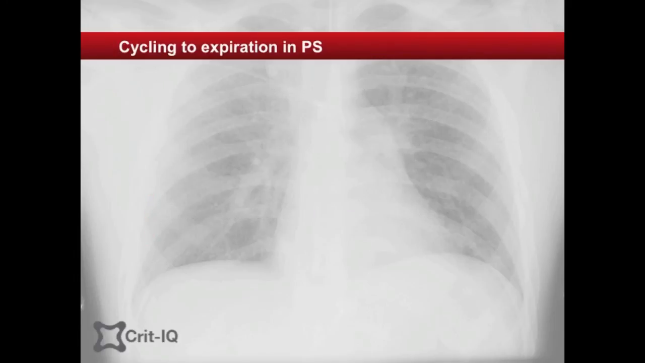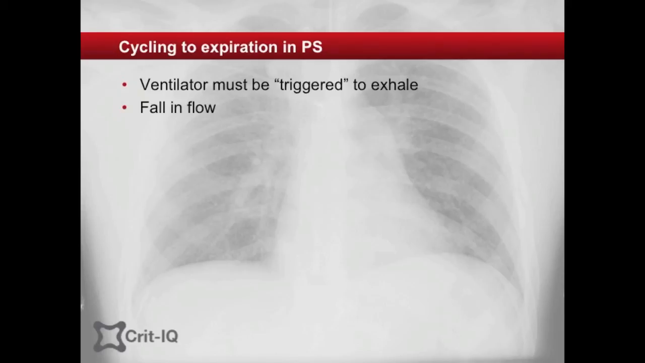In pressure support ventilation, the ventilator must also be triggered to cycle into expiration. The ventilator recognises that the patient wishes to exhale when the inspiratory flow falls below a certain threshold value, usually defined as a percentage of peak inspiratory flow, for example less than 25%, or an absolute flow rate, such as less than 5 litres a minute. This threshold value can be modified, though this is beyond the scope of this vodcast.